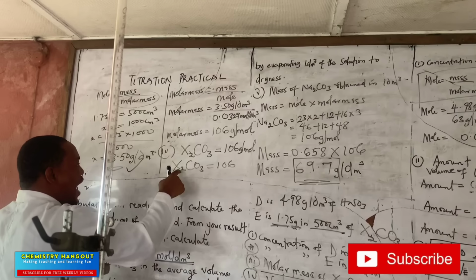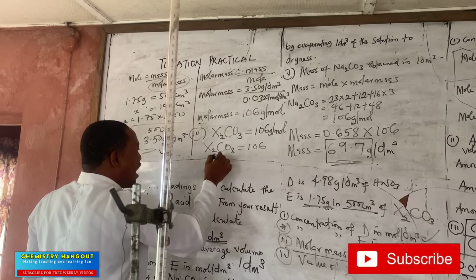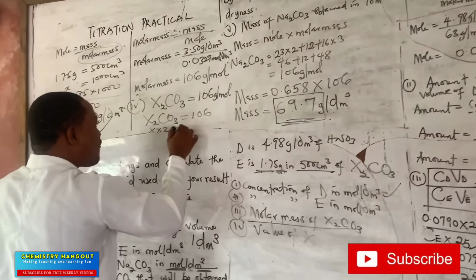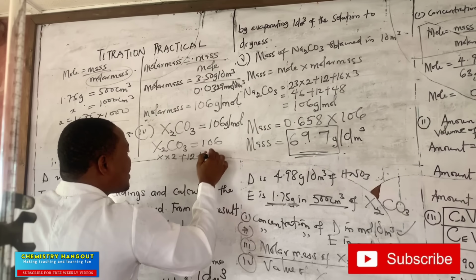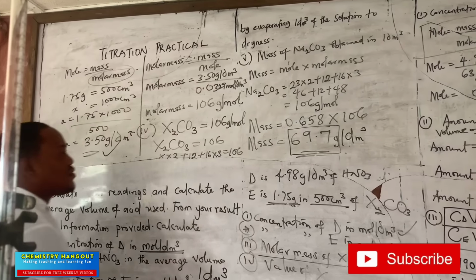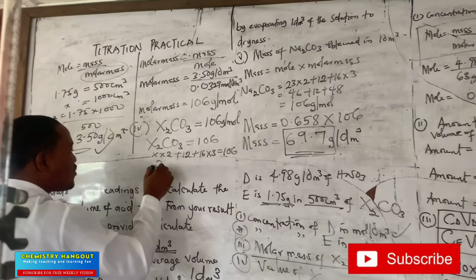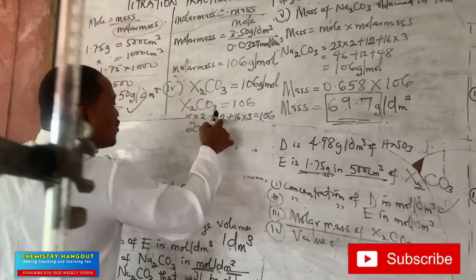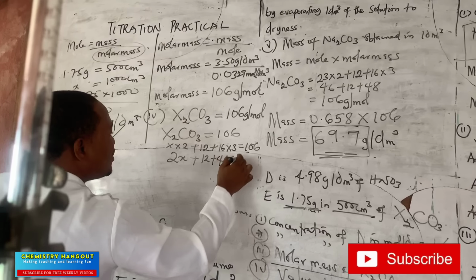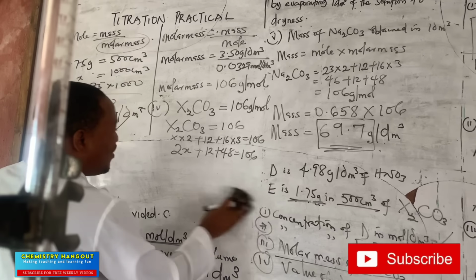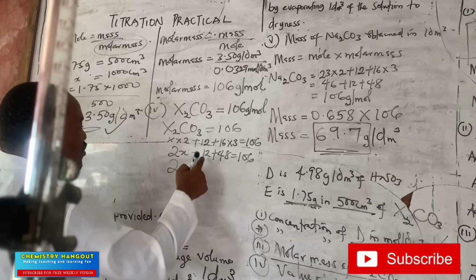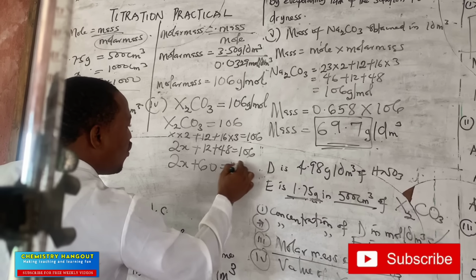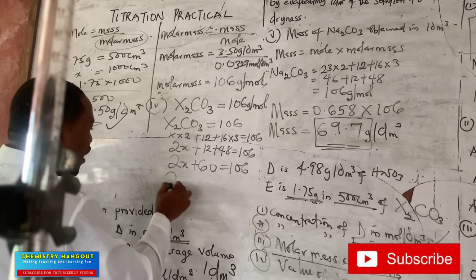So let's go now. We are looking for X. That will be X times 2, plus carbon, which will be given in the question, that will be 12, plus oxygen, which will be given in the question, that's 16 times 3, equals 106. Interesting? So this gives us 2x plus 12 plus 48 is equal to 106. So we have 2x plus 12 plus 48, that gives us 60, equals 106.